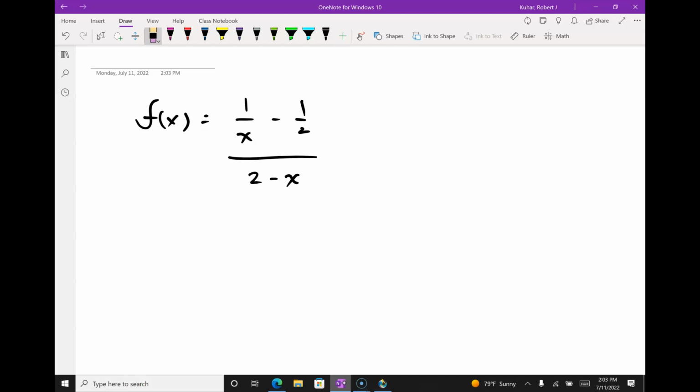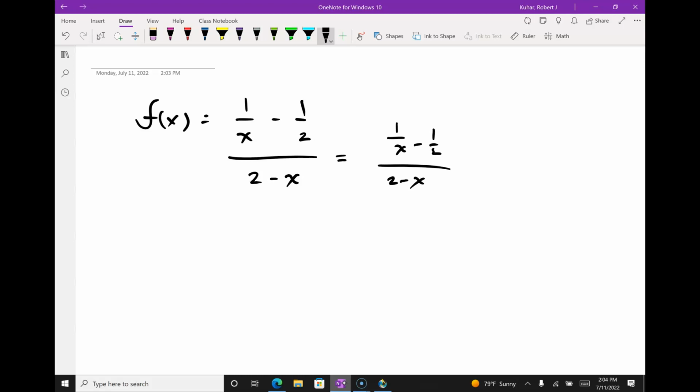I keep using 2. Don't let me confuse you by me using 2 over and over. Obviously we're interested in this limit at 2, but when I plug in I get 0 over 0, right? Everyone agree? So I can't plug in. I want to be able to plug in to get the height. So I've got to manipulate, and I manipulate in this case with an LCD.